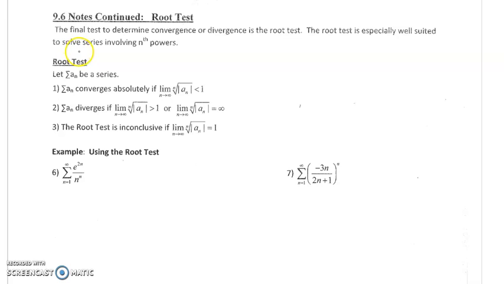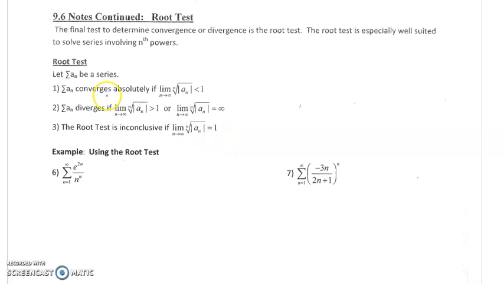It's a lot like the ratio test in that we're taking a limit of something, and if that limit is less than 1, then the series converges absolutely. If the limit is greater than 1 or infinite, then we can conclude that the series diverges. And then exactly the same as the ratio test, if the limit equals 1, then the test is inconclusive.